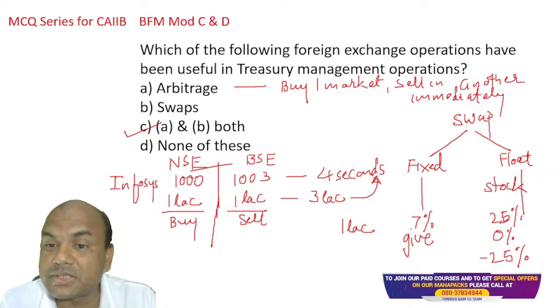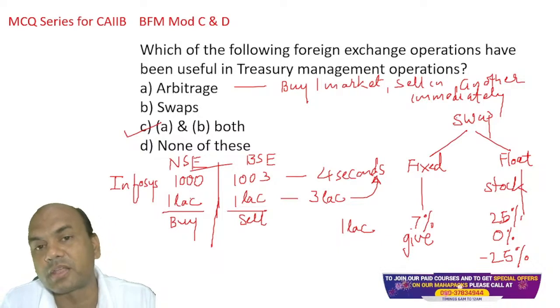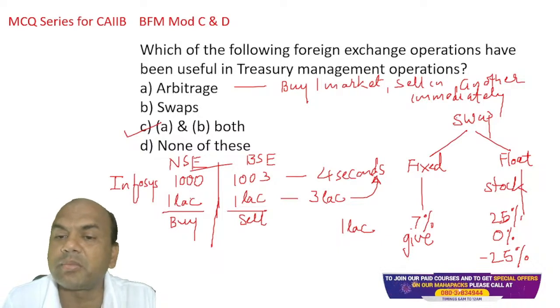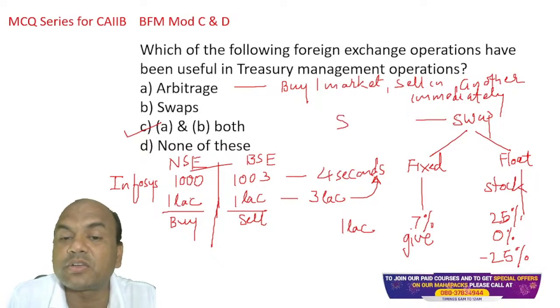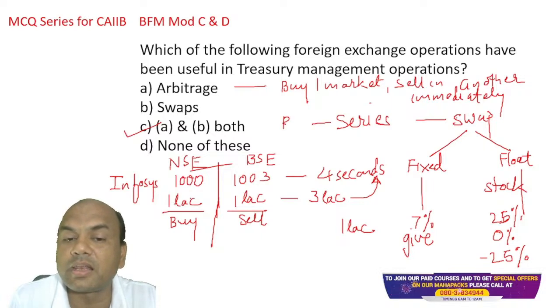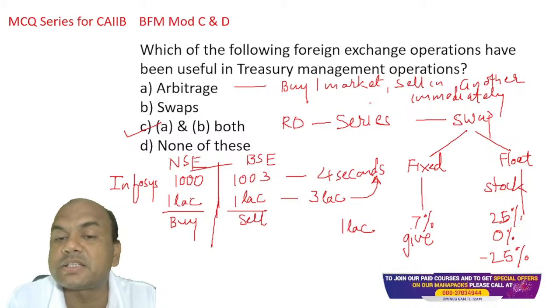But logic remains the same, fixed and floating. And one more important term about swap is it's an exchange of a series of payments. Series means, for example, I'll give you RD. What is RD? Recurring deposit.